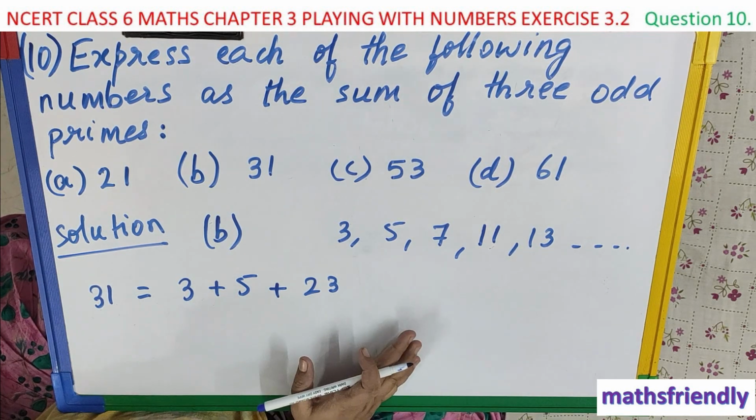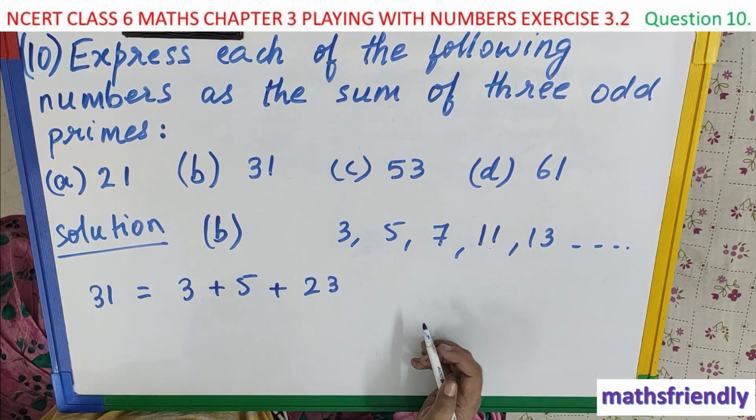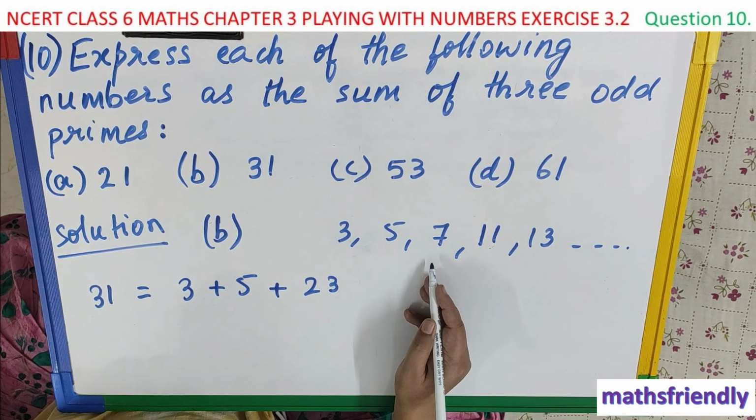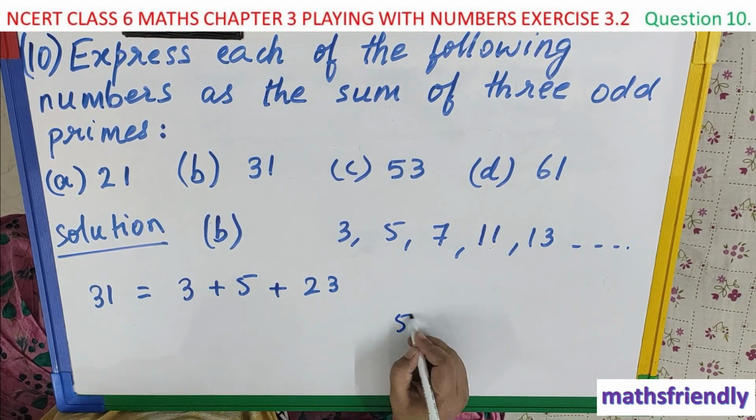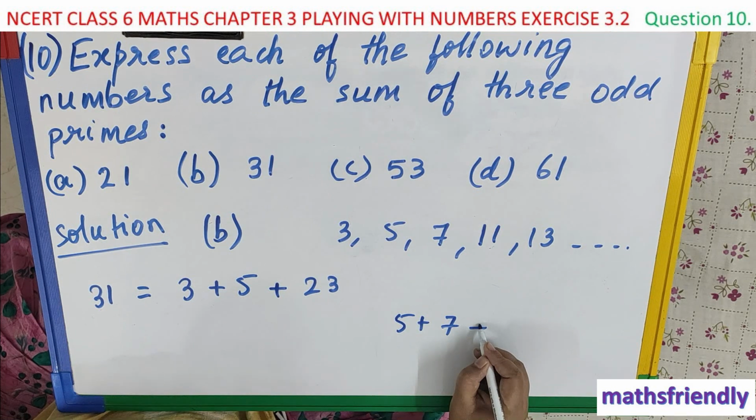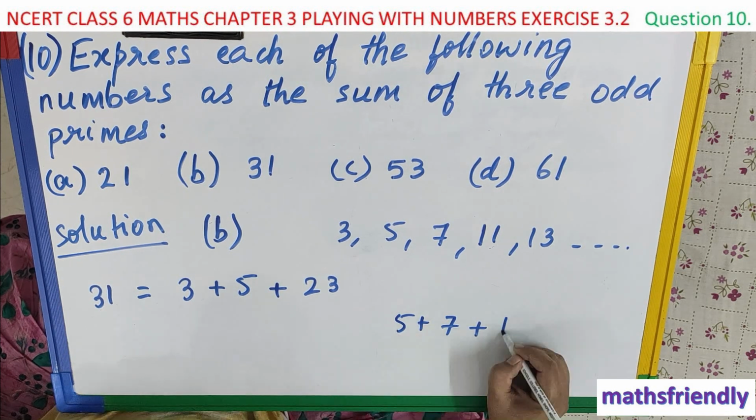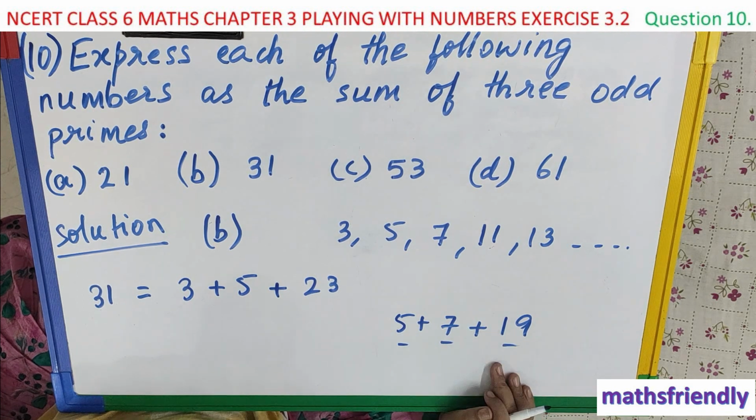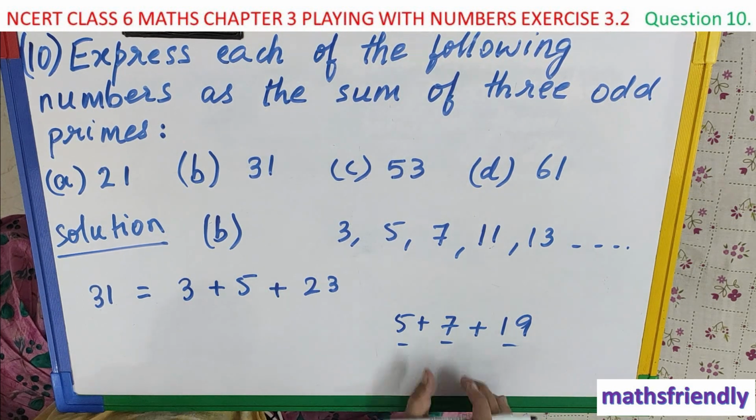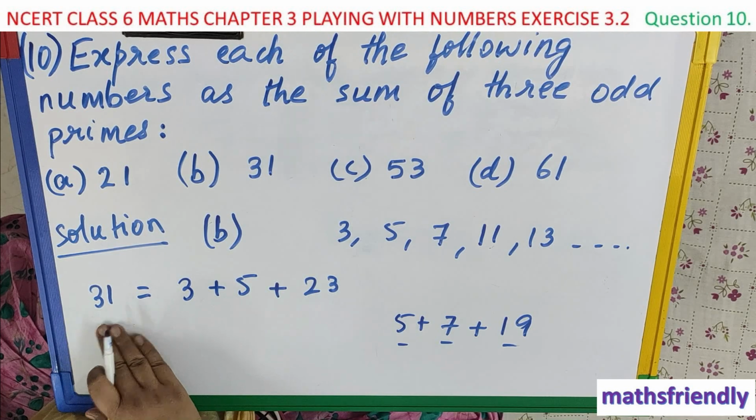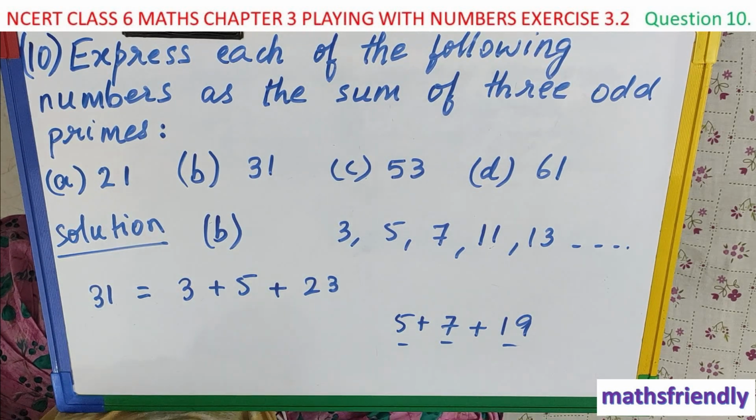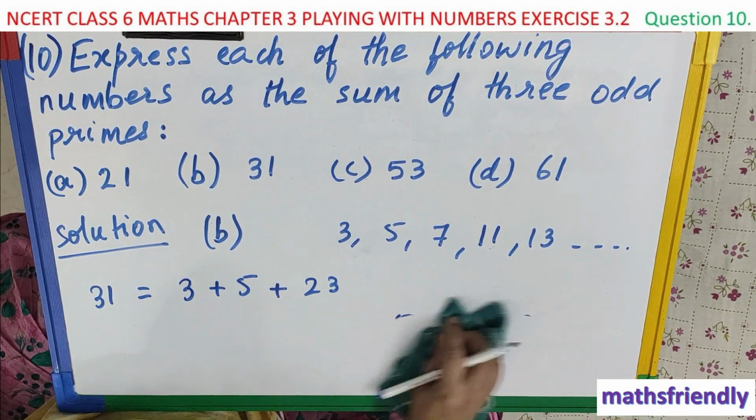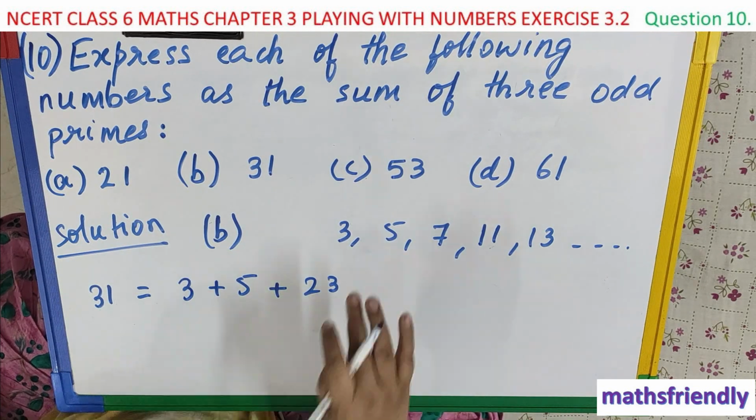There are other ways also, like in the previous question, we can add 5 plus 7, that is 12. Yes, 5 plus 7 will give 12, and 12 plus 19 will give 31, and these all numbers are odd prime numbers. So there are other ways also to express this number as a sum of 3 odd prime numbers. Okay, now let us come to C part.